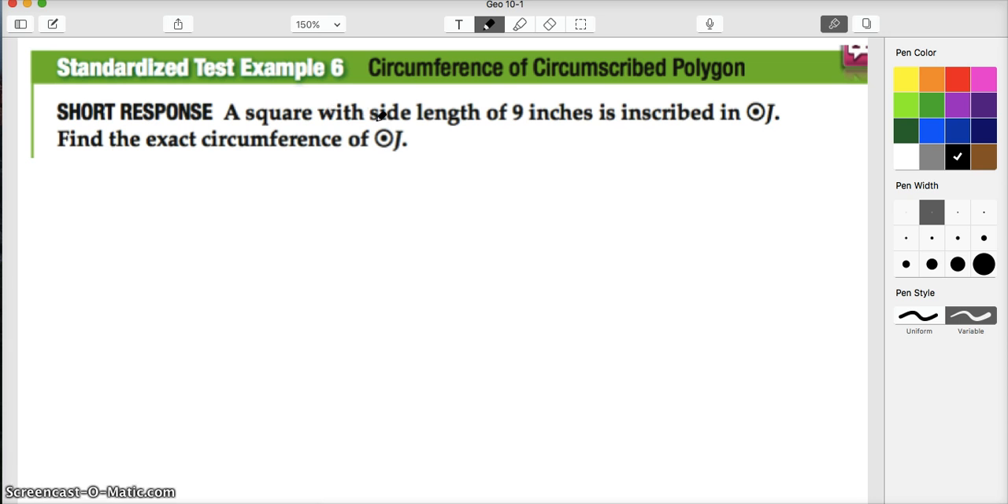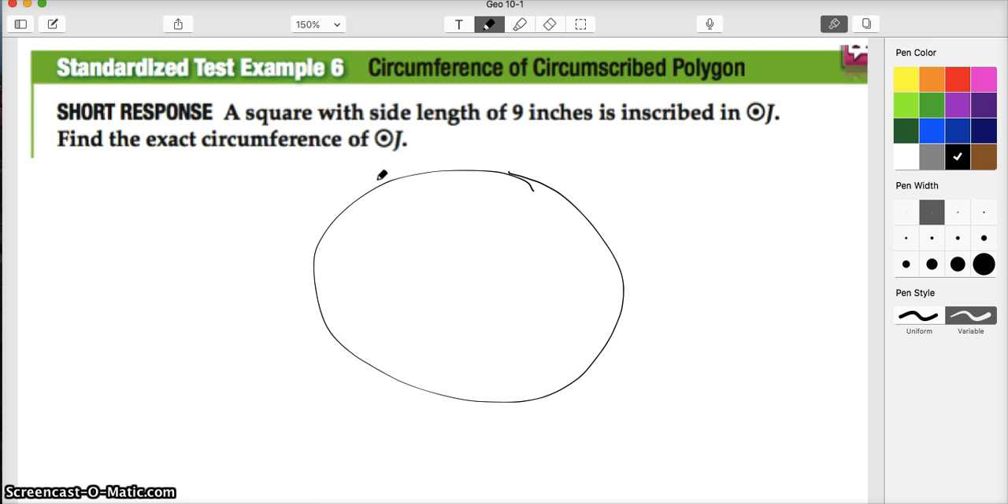So let's see. A square with the length 9 inches is inscribed within a circle J. So let me draw a diagram of this. And it says that the square is inscribed. I know this looks terrible. Just be with me. So here's the square, and it's right in there.